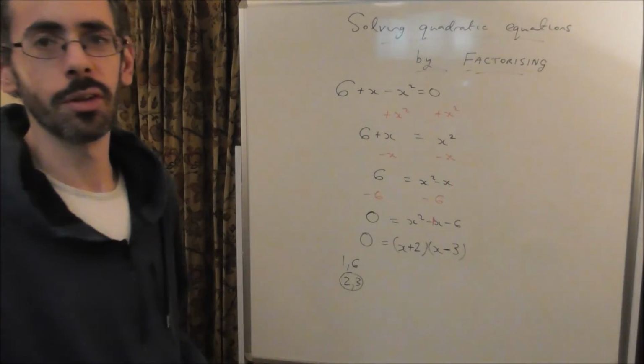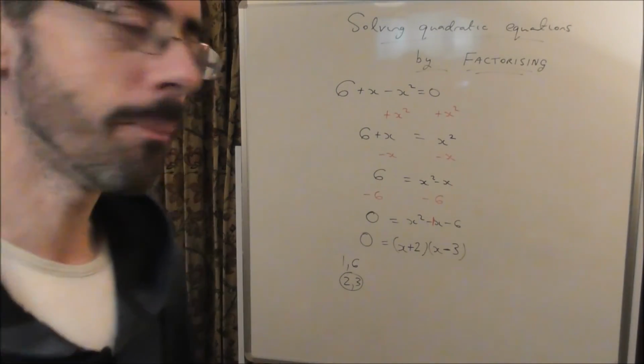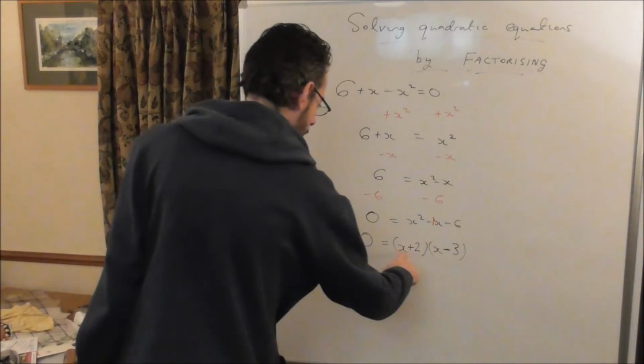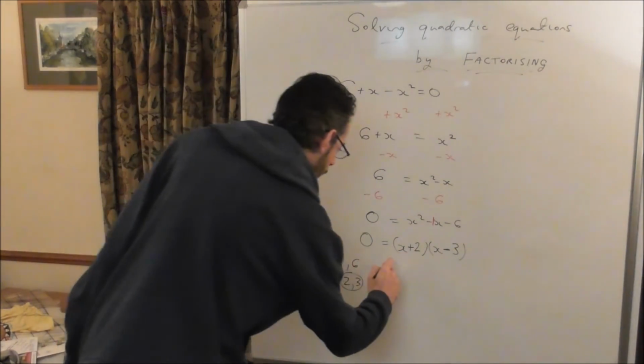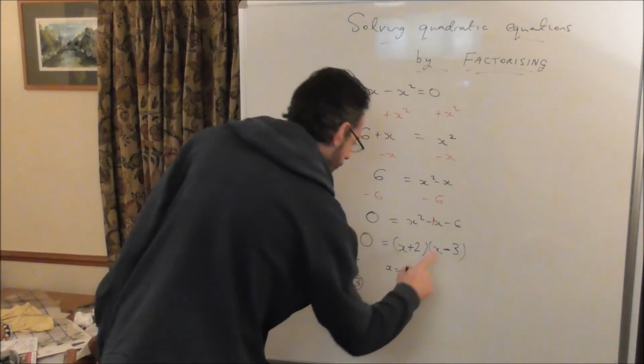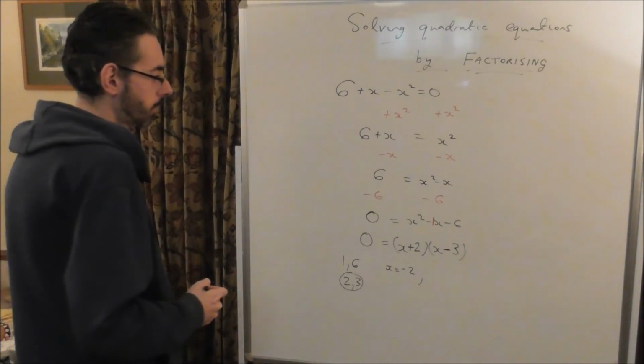That's how it factorises. Let's write down what the solutions are now. So what value of x makes this bracket 0? Well, it's minus 2. And what value of x makes that bracket 0? It's 3.